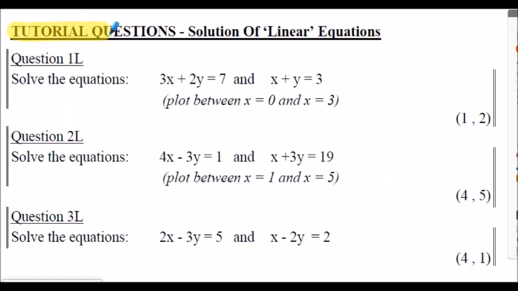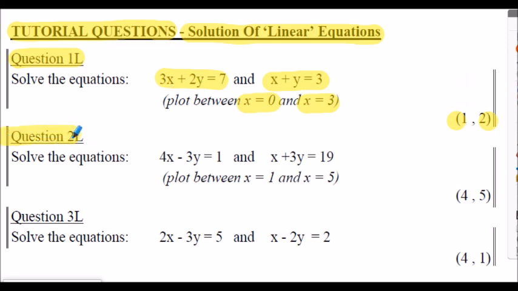Here are some tutorial questions relating to the solution of linear simultaneous equations using graphical methods. Question 1L, we're given two equations. You have to rearrange both equations in terms of y equals mx plus c. And we're asked to plot the lines between x equal to 0 and x equal to 3. The answers are shown on the right hand side in the square brackets. Question 2L, here again we're given two equations and we're told the range over which to plot the x values. Again, the answers are shown in the brackets on the right hand side.